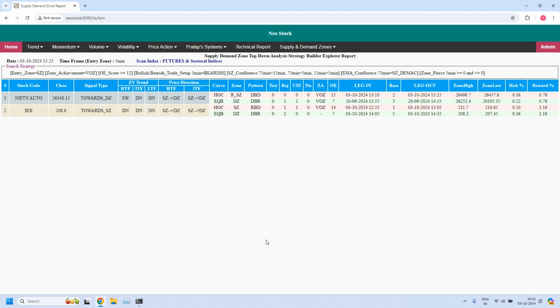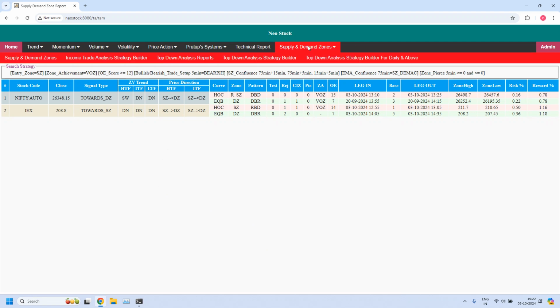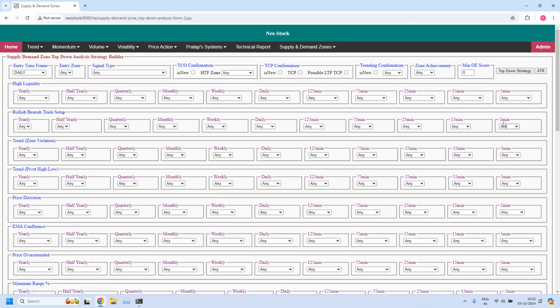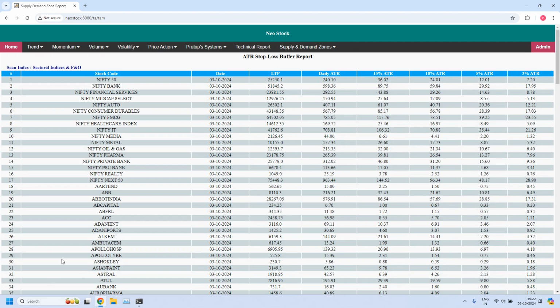Okay, this is about bearish trade setup for hourly income trade. With this, we have completed all the income trades. In the final report, let us generate stop buffers based on daily ATR. The first 17 in this list are indices that include all sectorial indices. The remaining are all equity stocks listed in the F&O category. So I am scrolling the list down. Whichever stock you want to refer to, please pause the video there. Okay, I am scrolling the list down.